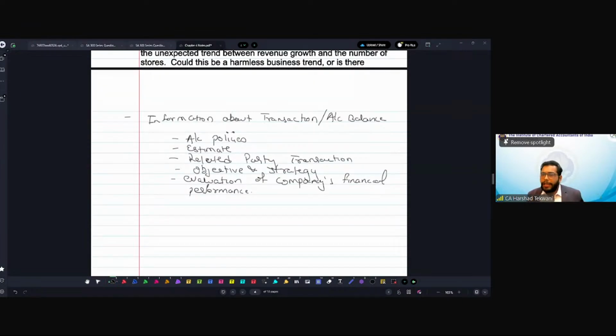So can someone give me an example of the last one, evaluation of the company's financial performance? Various financial ratios are there, okay, and the financial structure, how it is financed, we will check into. Good. Anyone else? Some example of what I would do in evaluation of financial performance. Profitability ratios, leverage ratios. Yes, that's very good.